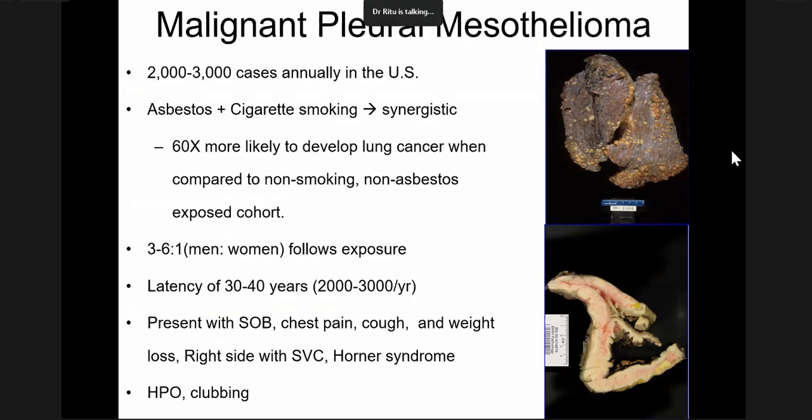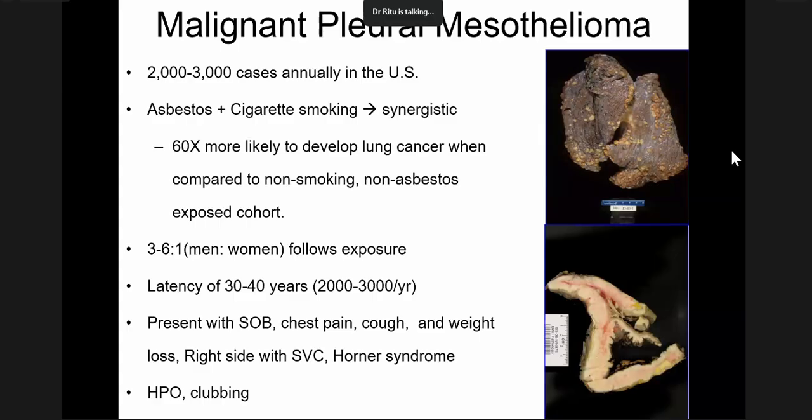The nomenclature of pleural mesothelioma was changed, and it is no longer called malignant. It is only referred to as pleural mesothelioma, and the reason for that is that all pleural mesotheliomas are malignant. So we really don't need to use the word malignant anymore, but refer to them as pleural mesothelioma.